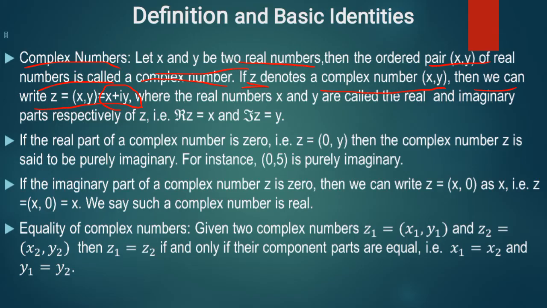The real numbers x and y are called the real and imaginary parts respectively. So this is how you denote the real and then the imaginary part. Basically, the part with the y is the imaginary part, and the part with the x is the real part. So you're used to seeing z equal to x plus iy: the real part and the imaginary part.